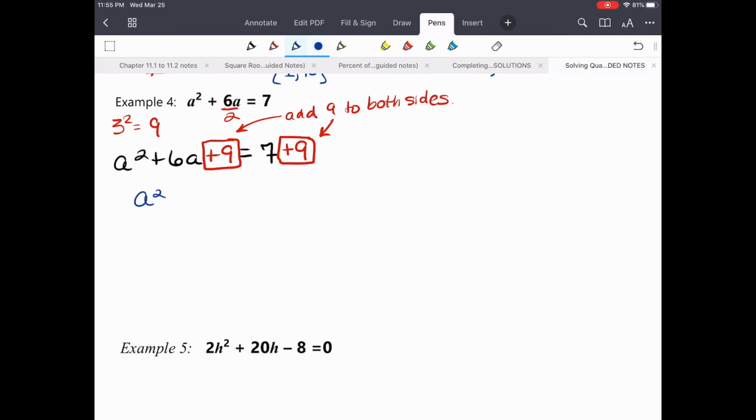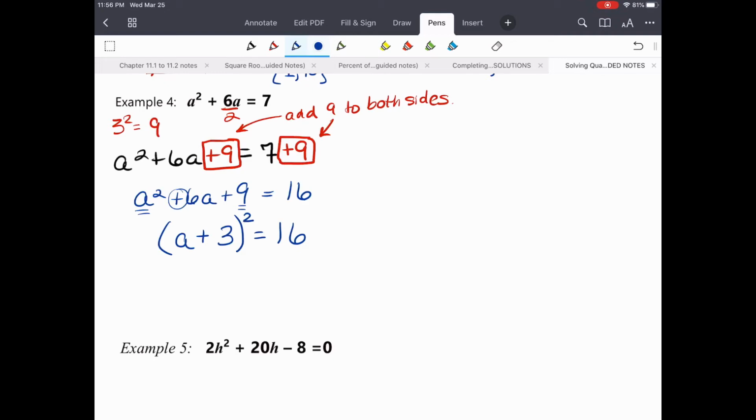Okay, so the left side, I'm going to leave that alone. So a squared plus 6a plus 9 equals 7 plus 9, which is 16. All right, now the next step is going to be factoring the PST. So if we factor the PST, we're going to get a, the square root of a squared is a, the square root of 9 is 3, and that's a plus sign right there, so it's positive, and then squared equals 16.